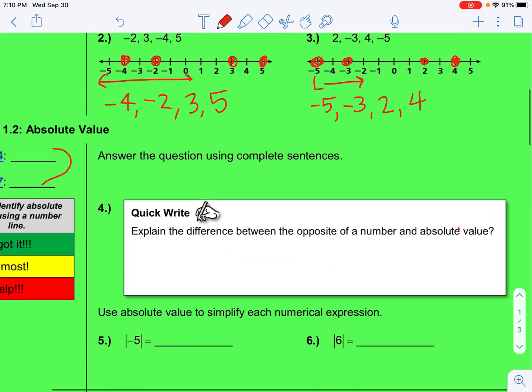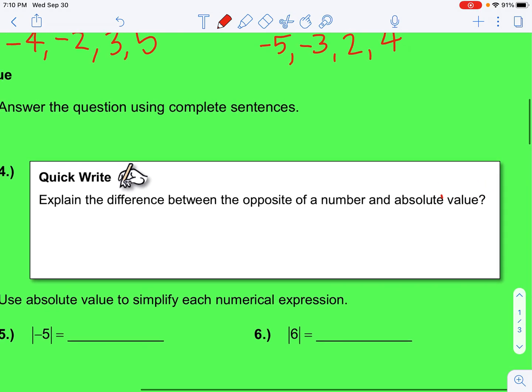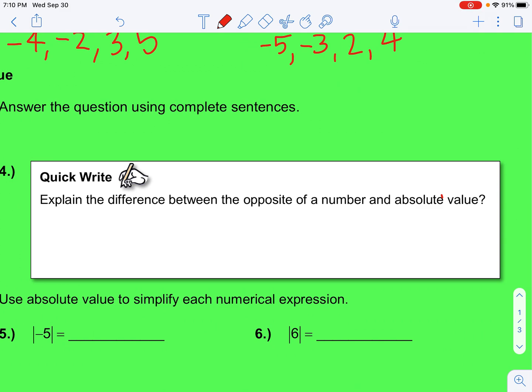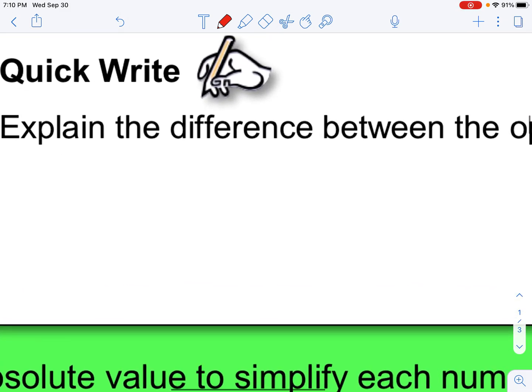Moving on to lesson 2. Number 4 is asking us to explain the difference between the opposite of a number and absolute value. Alright, here goes.